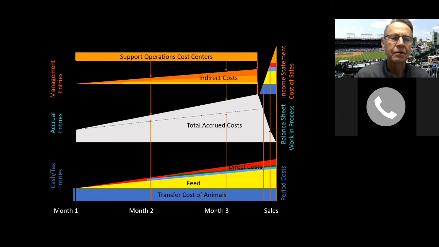At the same time, there are also management entries that could be created based on activity-based costing parameters. So animal days, head in, head out, average inventory, things like that, tons of feed. They're getting charged off automatically as management entries, and so they start accumulating the indirect cost component of that group. At the same time, they're being allocated into work in process by accrual entries. So the accrual balance sheet includes both the cost of the animals initially for that stage, feed, the direct costs, and the indirect costs, support operations.